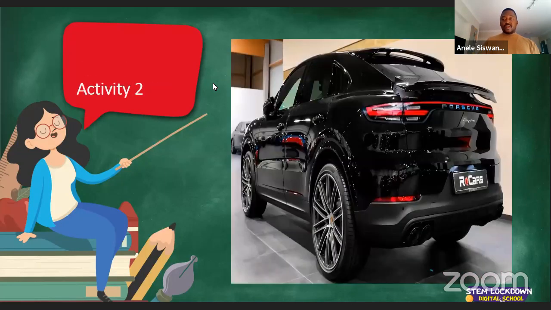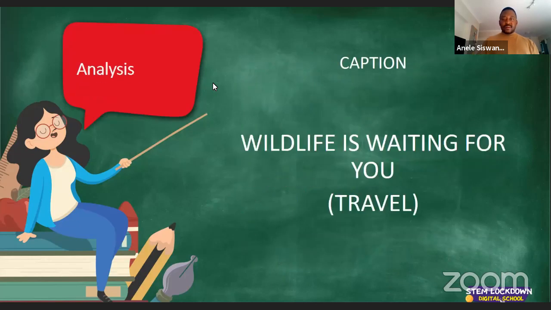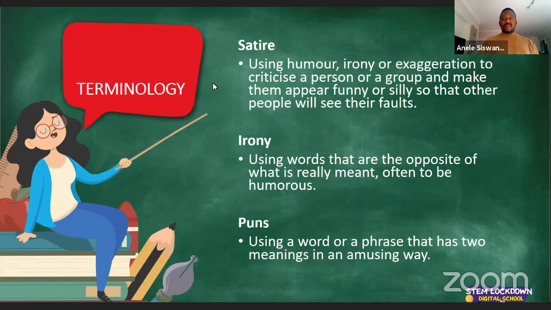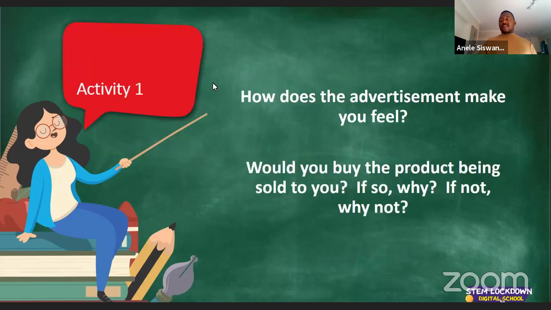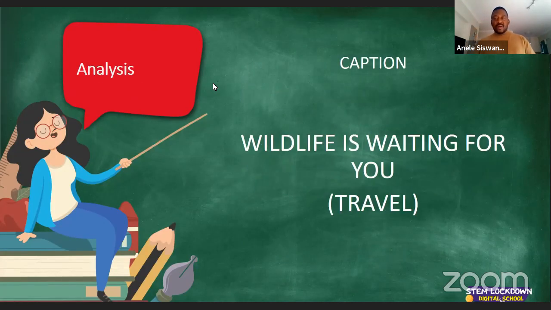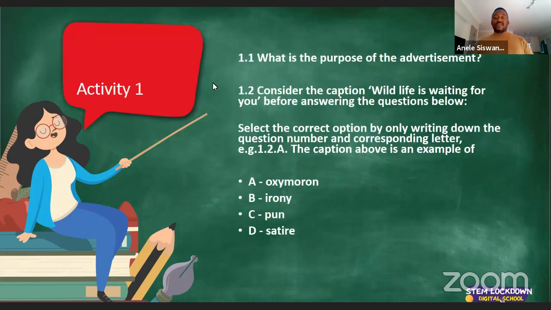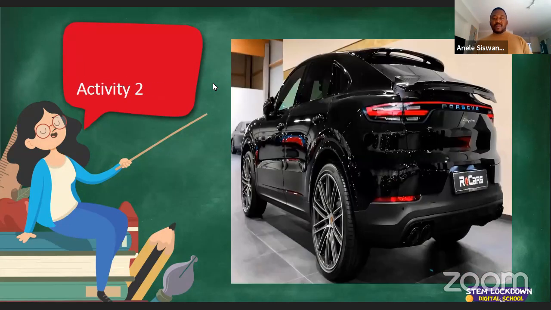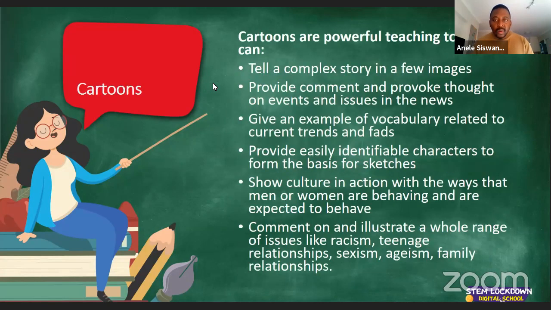Let's look at the Porsche, right? This is the Porsche. And then you go back and ask those questions. Then you answer that. So you can do that at home. So now let's move into cartoons.